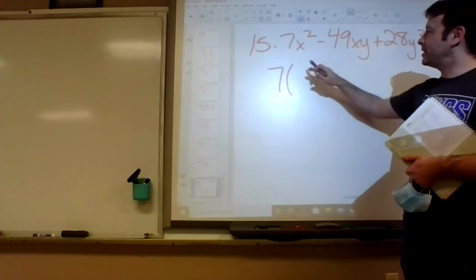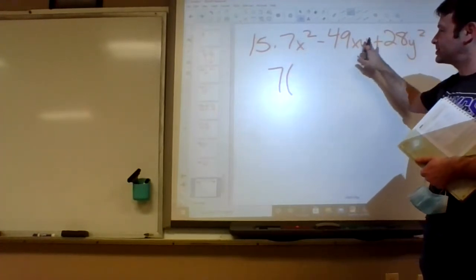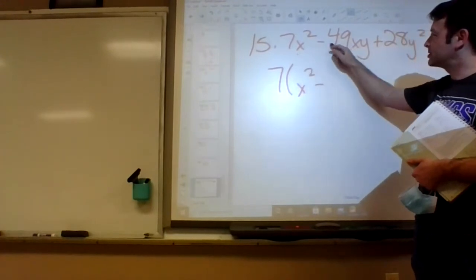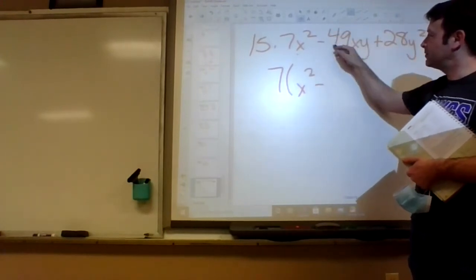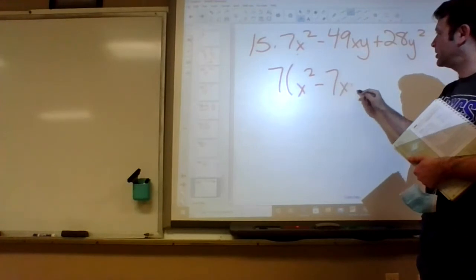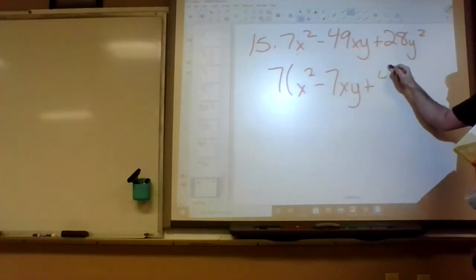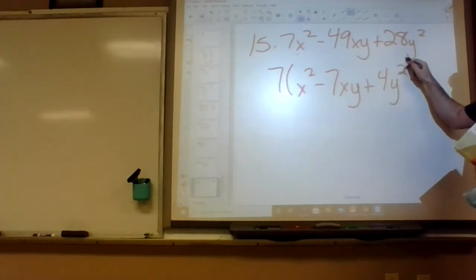Okay, what's left after I divide this by 7? X squared, minus 49 divided by 7, 7xy, plus 28 divided by 7, 4y squared.